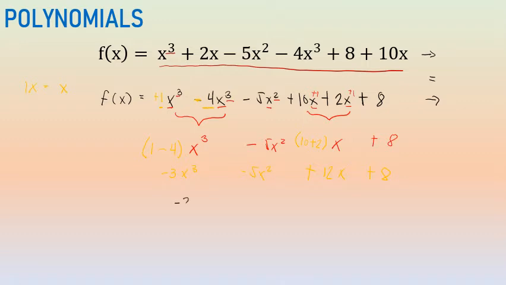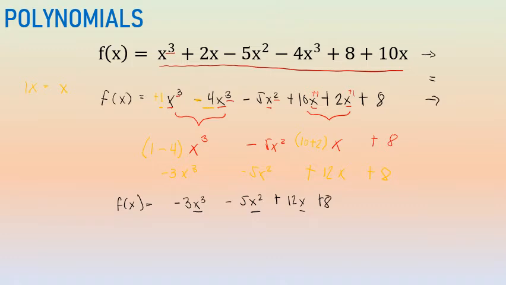So, negative 3x cubed minus 5x squared plus 12x plus 8. This is now the value of our function f of x. Yan. May pwede pa ba tayong i-simplify? Wala na. Kasi magkakaiba na silang lahat ng base and exponent. Ibig sabihin, magkakaiba na sila ng terms.